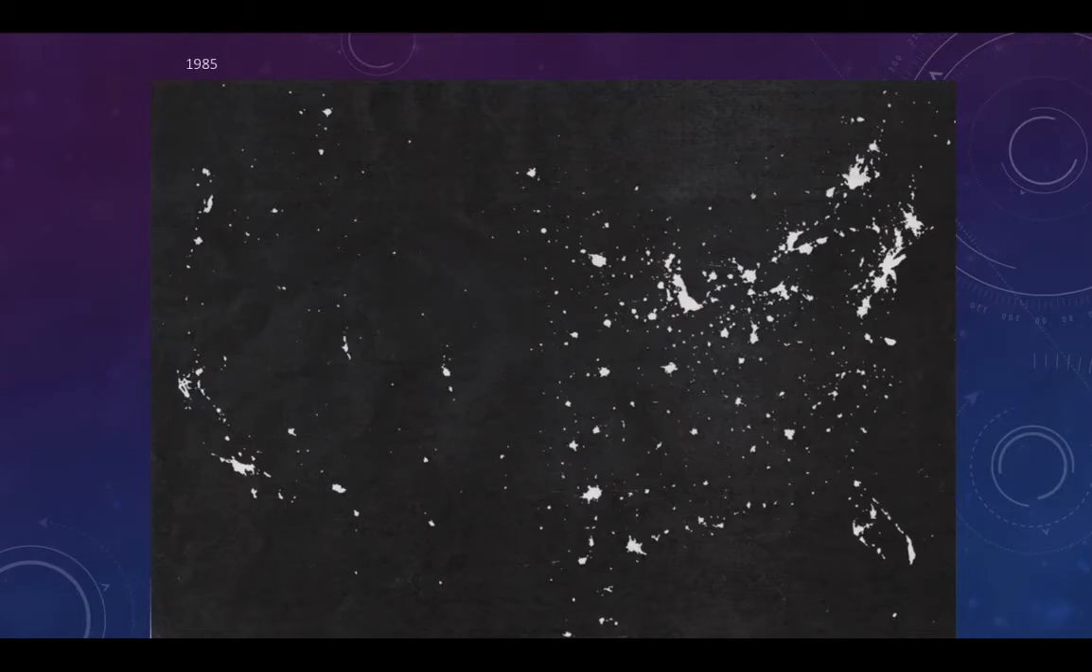All right, and this shows growth here in the U.S. This is the United States in 1985. It's kind of hard to see where we are, but we're this spot down here.